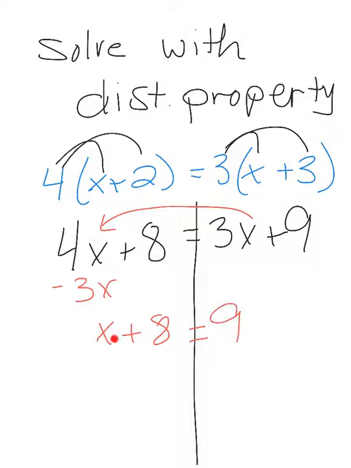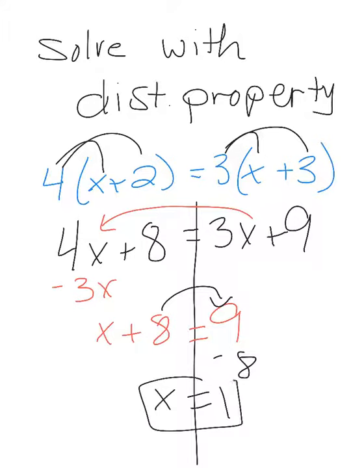Now all my x's are on this side. So I have to get my units on this side. So in order to do that, I take my 8, which is positive, because this number in front of the sign is a plus. So when I move it over, it becomes a negative. So I'm left with x equals 9 minus 8 is 1. So my answer is going to be x equals 1 for this problem.